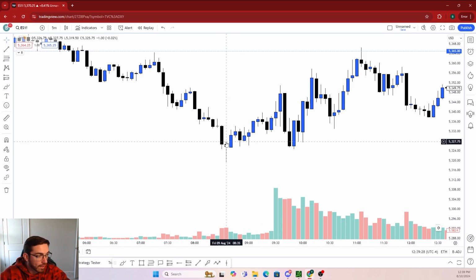So price opened all the way up here. Sellers drove price all the way down to here. At one point, this was a bearish engulfing candle, just like this one right here. But eventually, at the end of that 5 minutes, buyers drove price all the way back up into here.